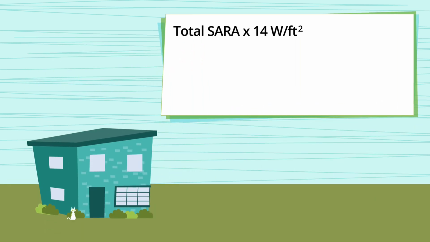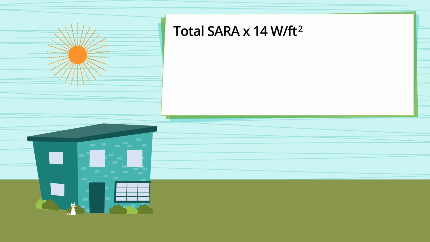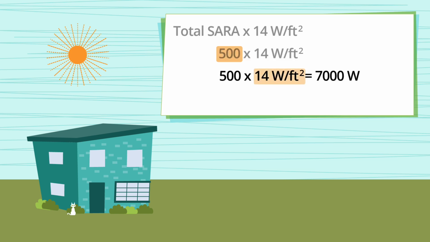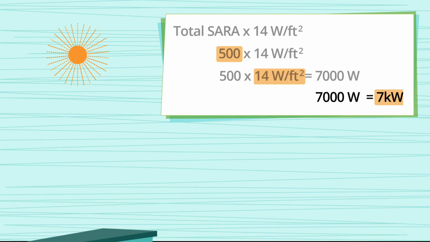For example, if a house in Los Angeles has 500 square feet of usable low-sloped roof space that was determined to receive sufficient sunlight, then this is the total SARA. Multiply that by 14 watts per square foot, and the PV capacity requirement is 7,000 watts, or 7 kilowatts.